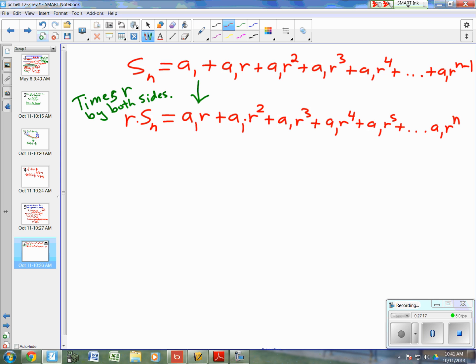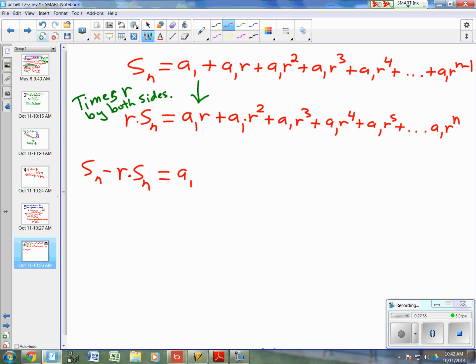Now, here's a weird thing, deriving this formula. What we're going to do is subtract the second equation from the first equation. You know how when you solve systems of equations by elimination, you add two equations together? Is that legal? Can we do that? Yeah, we can add two equations together. We're going to subtract them, actually. We're going to take the top equation and subtract the bottom equation. So S sub n minus r times S sub n, right? But on this other side, I'm going to take a sub 1.